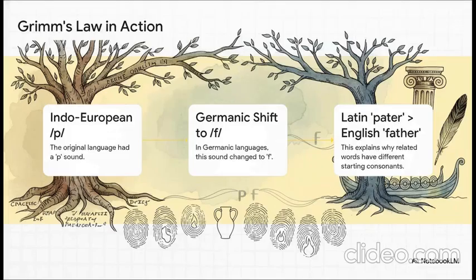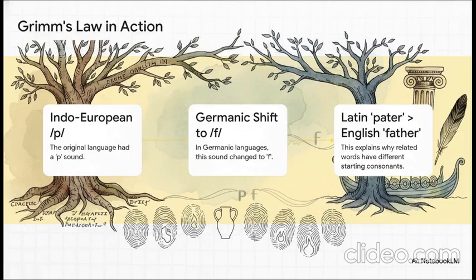And one of the biggest discoveries ever made in linguistics is something called Grimm's Law. It's not a law like you can break. It's a description of a huge, predictable change in how consonants were pronounced thousands of years ago. It's a key piece of evidence that shows how Germanic languages split off from the rest of the family.